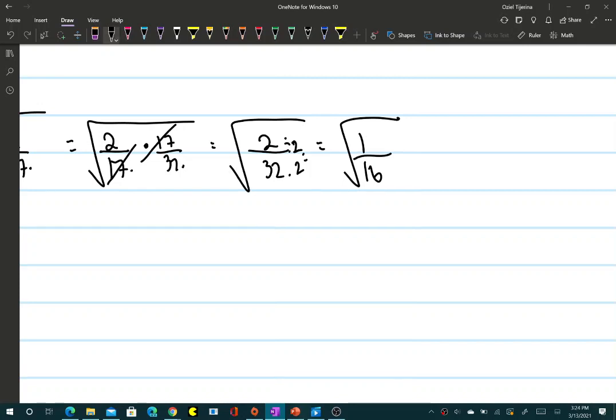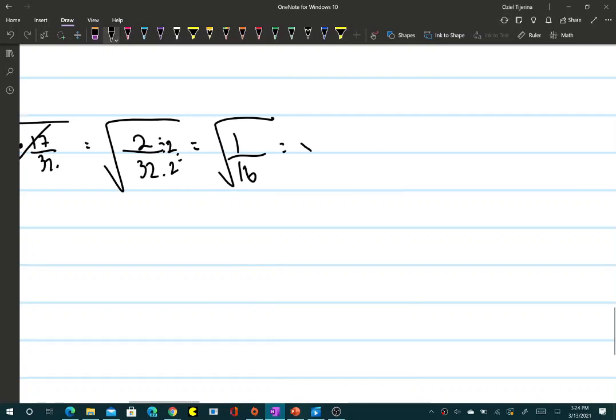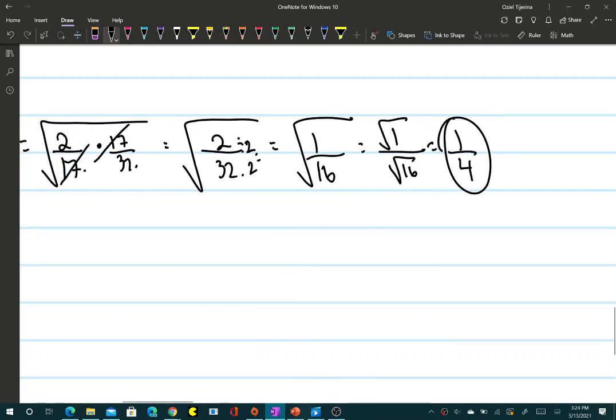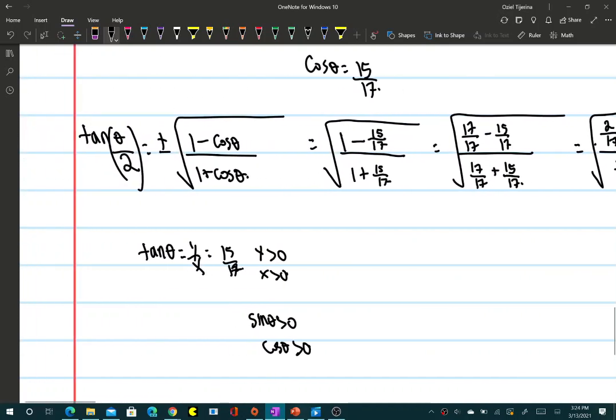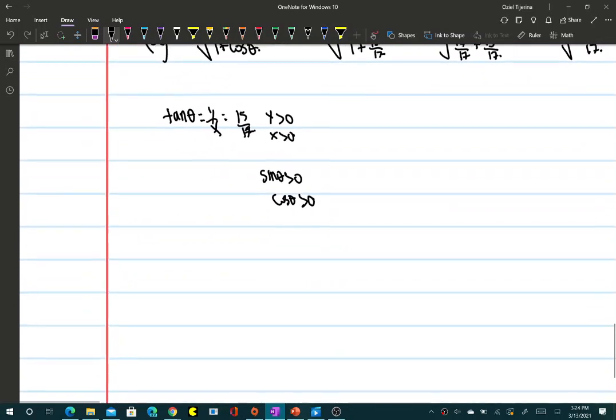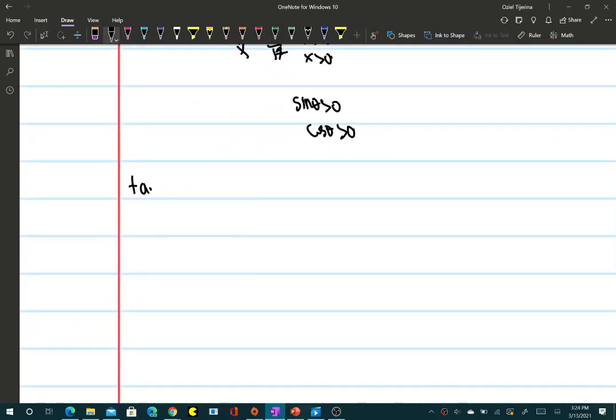Now, you can say the square root of 1 over the square root of 16. This is just 1/4. And it's positive because, again, we're taking the positive square root. So tan of theta over 2 equals 1/4.